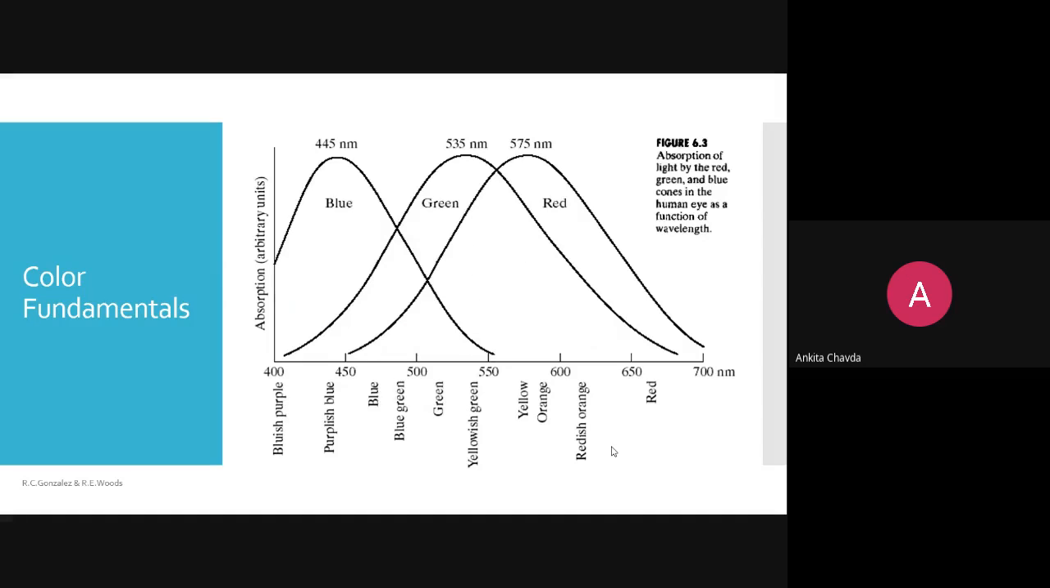Now you can see this. What you can see here is the absorption of light by the red, green and blue cones in the human eye as a function of wavelength. This is how you see blue, green and red color.